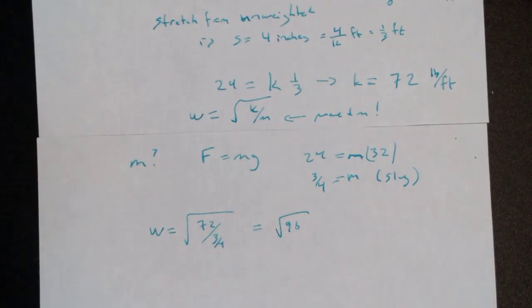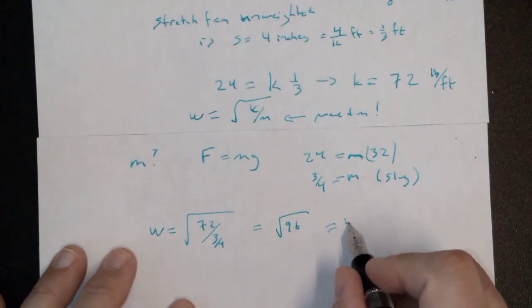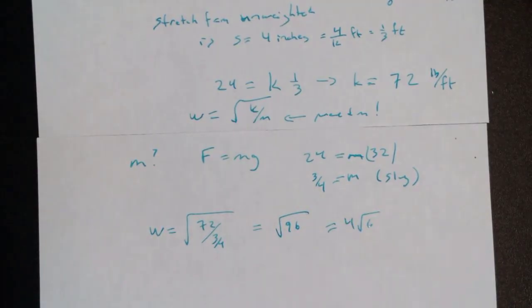All right, wait a minute. 96 is divisible by 4. So it'll be 4 times 24. 24 is also divisible by 4, right? So that's divisible by 16, which makes it 4 square root 6. If you want to simplify, you don't have to.